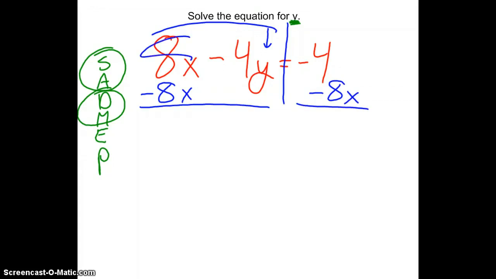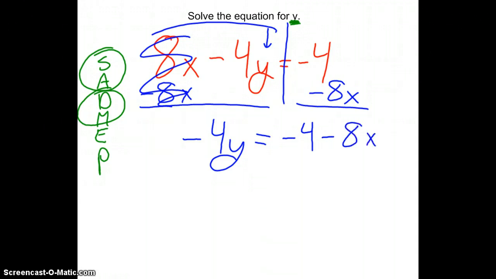On the left, it reduces, and I've got negative 4y equals, on the left, it cancels. On the right, it's negative 4 minus 8x. Because I can't say that negative 4 take away negative 8. They're not like terms. So I just say I've got negative 4, and when I know what 8x is, that's when I'll take that away.